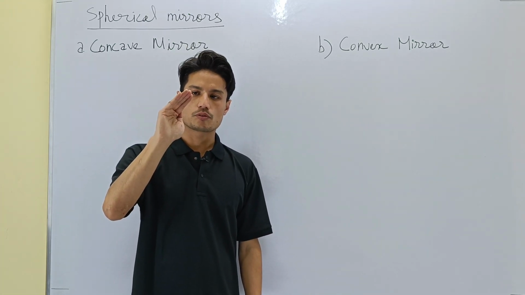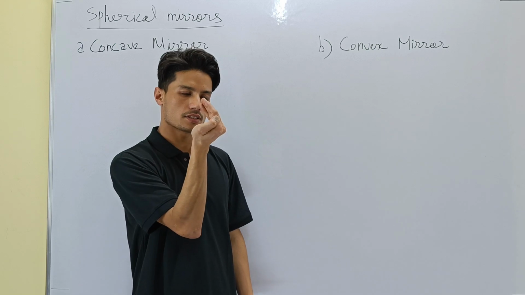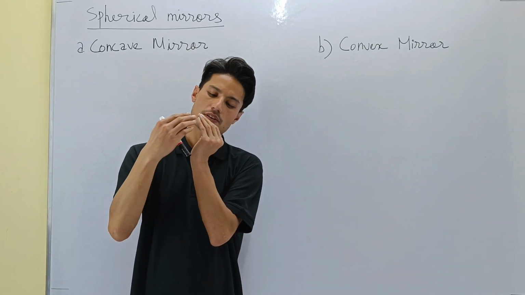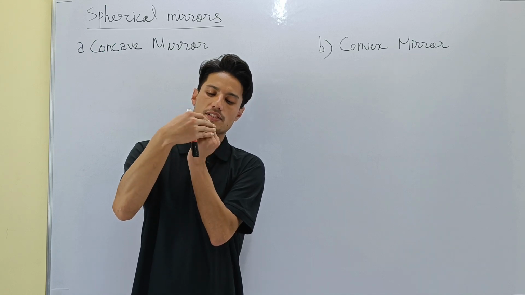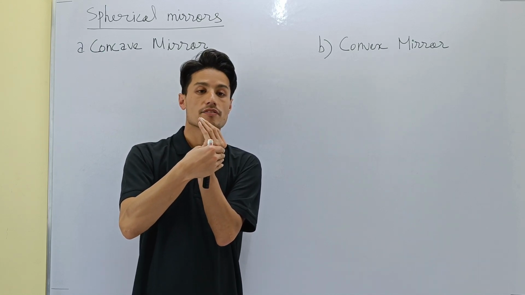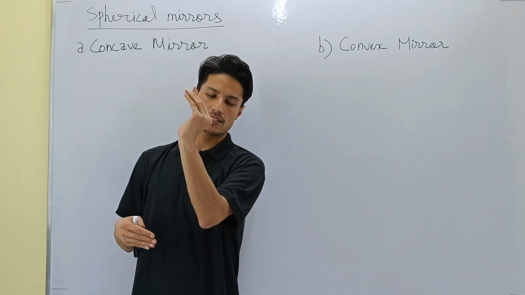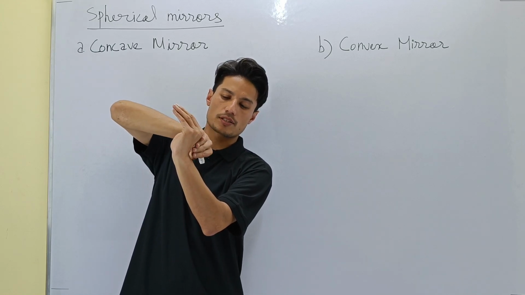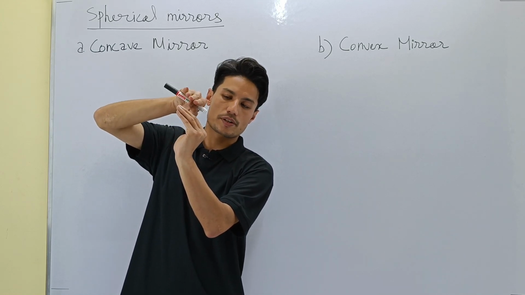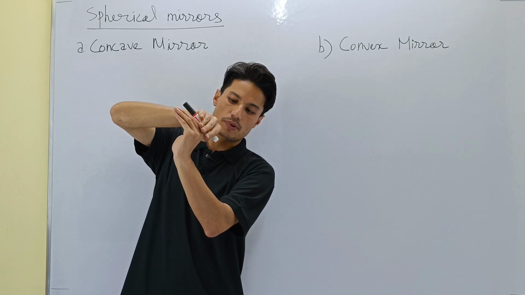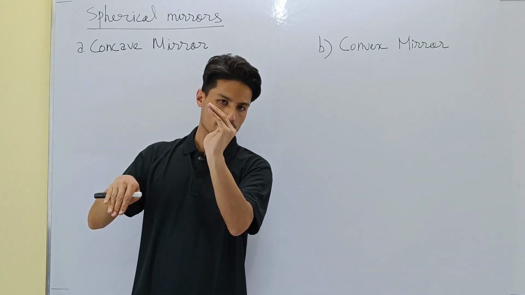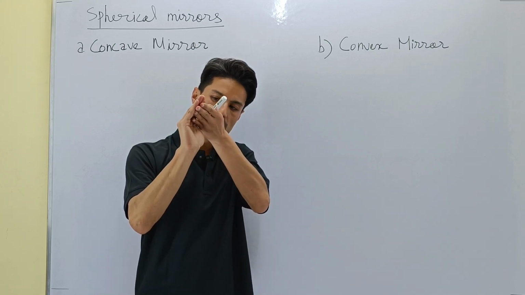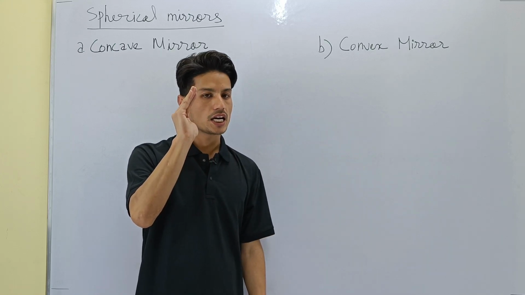The convex mirror will be the opposite of this one, so it will be like this. Those which have a bulgy reflecting surface will be called a convex mirror. If I do my hands like this, then this part is bulgy, isn't it? So those mirrors whose reflecting surface is bulgy like this are called convex mirrors. On the other hand, those mirrors whose reflecting surface is curved like this are called concave mirrors.